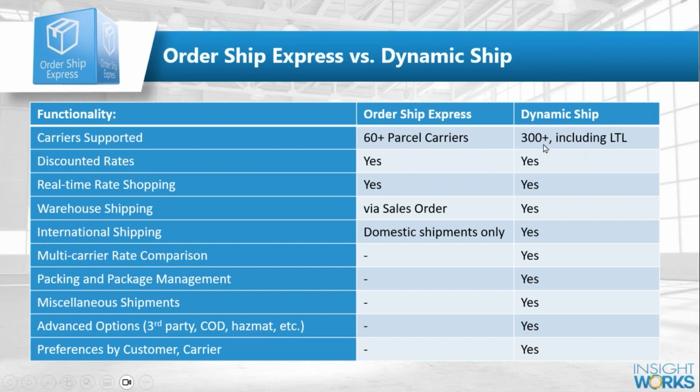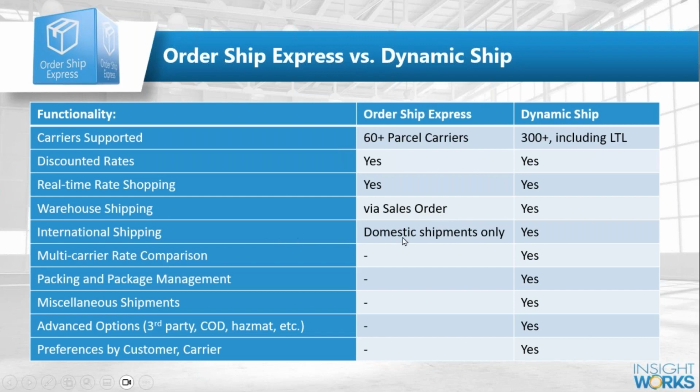Within Dynamic Ship, we've got a lot more, and we do LTL and full truckload shipping as well. A couple of the key differences here on the warehouse shipping, what that means is if you're trying to ship with a warehouse shipment or something like that, you can't really do that with Ordership Express. You do have to go in and generate the labels from a sales order. Now, that doesn't mean I can't use warehouse shipments. I can use warehouse shipments, I can use transfer orders, all those sorts of things. But I go to the sales order to actually generate the actual shipping label.